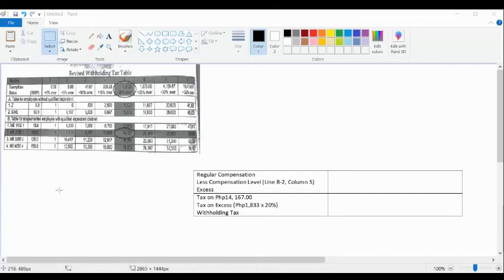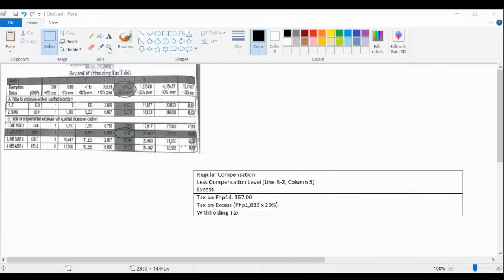Using the monthly withholding tax table on our upper right side, line B-2, married with two qualified dependents, in column 5, which shows the fixed compensation level taking into account only the regular compensation income of 16,000, it shows a tax of 708.33 pesos plus 20% of the excess of 16,000 minus 14,167 pesos, which will give us a result of 1,833. So let's put it here.